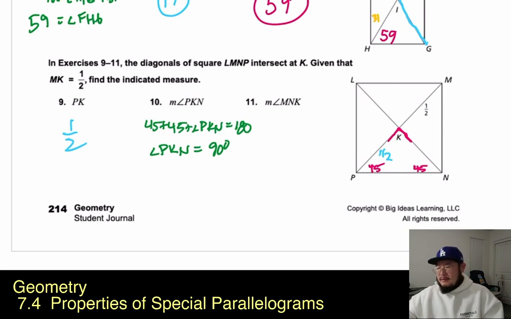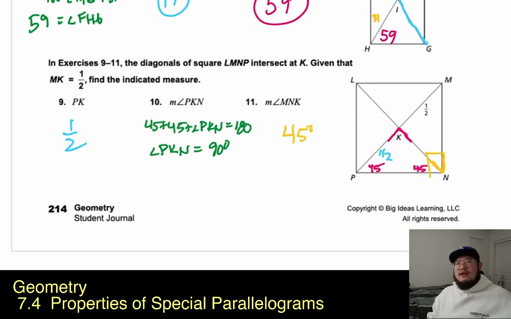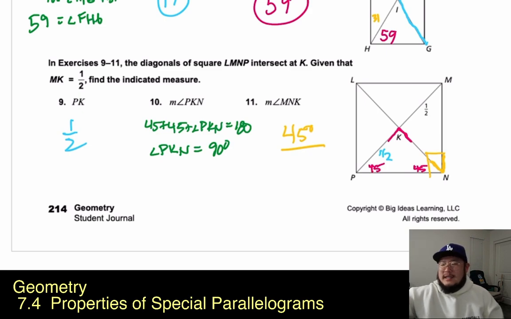Let's take a look last up at the measure of angle MNK. So we have M, N, and K, which is that right there. Now remember, we have a square, so now that we know that one of these angles is 45, or realizing that in a square, the angles are being bisected, MNK is 45 degrees. And so now you have all the properties of a parallelogram, and you could be able to solve for most of these angles and sides and diagonals.